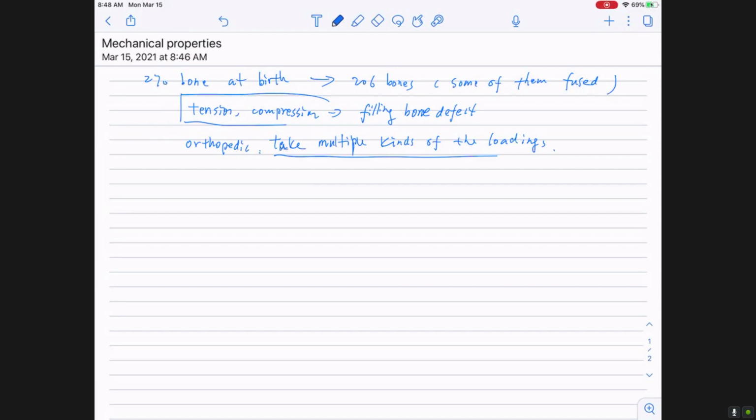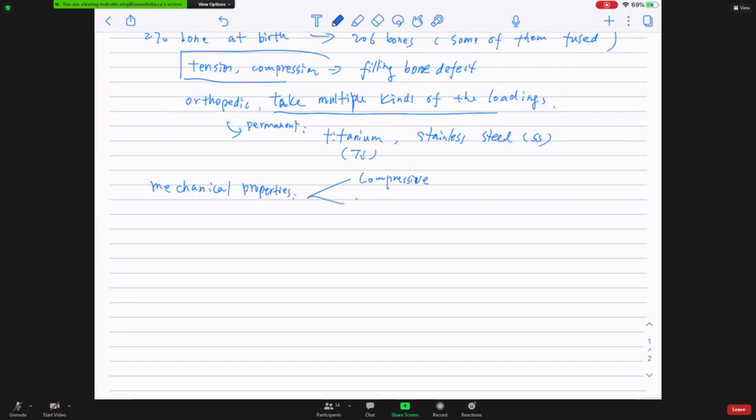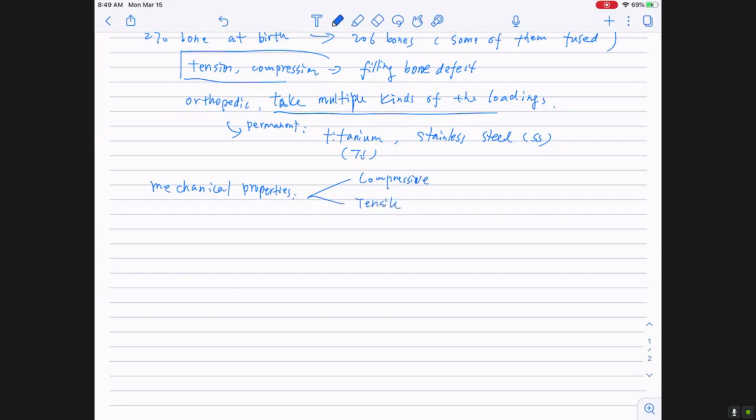So the mechanical properties. Generally, we talk about compressive, tensile, bending, and flexibility. That's specific, for example, strength.